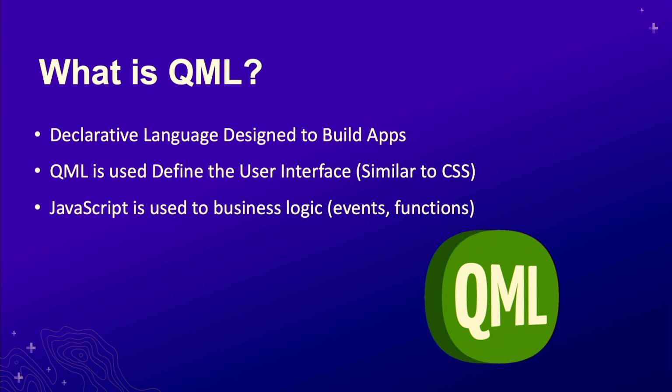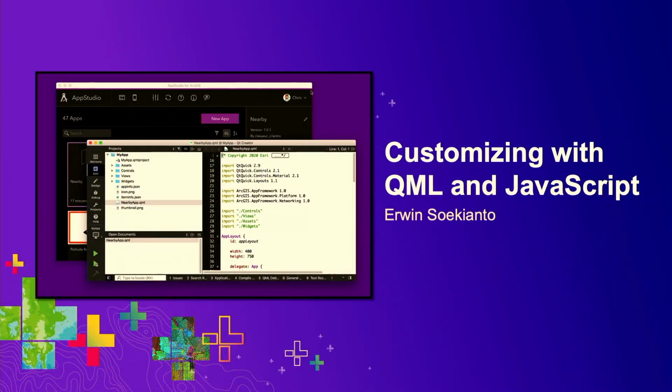It's very similar to JSON. The way I think about it is that if you have created a website before, it uses HTML and JavaScript. HTML takes care of the user interface, and JavaScript takes care of the application logic. Same way with building AppStudio apps, we use QML for the user interface and JavaScript for the business logic. Sounds good? And now I'm going to switch to my computer.